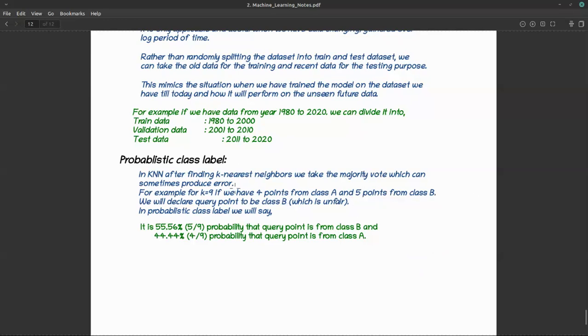But see, it's neck to neck, just 4 points for class A and 5 points for class B. The difference is just one. So how can you say that 100% this is class B? No, you cannot say that. So what I'll do is calculate the probability. What's the probability of class B? We are not using Bayes theorem here, guys. So 5 by 9, 55.56%. That's a 55% chance that it's class B and 44% chance it's class A. So this is a good idea, rather than saying no, this is class B 100%. So this is nothing but the probabilistic class label technique in KNN.